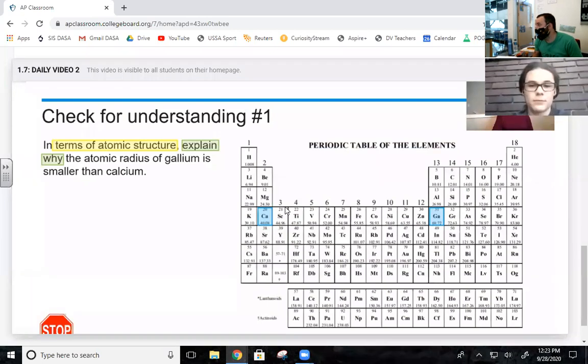Questions on any of that? Good. And there's going to be some reading that I'm going to assign today that has to do with this. Okay, that has to do with the shells and the periodic trends, and it goes into greater detail on this.